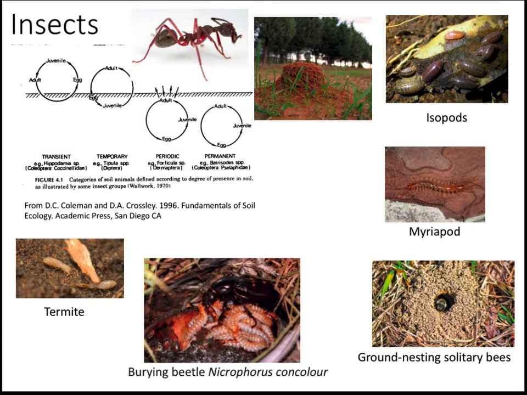The insects, they may be transient residents, they may be permanent residents of the soil environment, but you can see what they do. Termites, you just hope they're not in your house, but they're pretty good for the soil environment. Burying beetles, ants and ant nests, isopods or pill bugs, centipedes, millipedes, and of course, we have a whole group of ground nesting solitary bees.